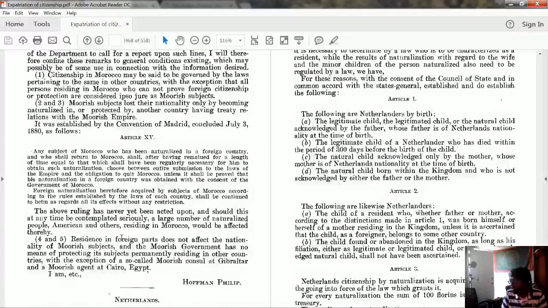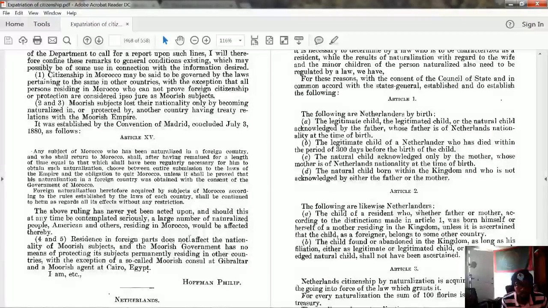I'll get back to that part too, because you're going to see some foreign naturalization heretofore acquired by subjects of Morocco according to the rules established by the laws of each country shall be continued hereto as regards all its effects without any restriction. The above ruling has never yet been acted upon, and should this at any time be contemplated seriously, a large number of naturalized people, American and others, residing in Morocco would be affected thereby.